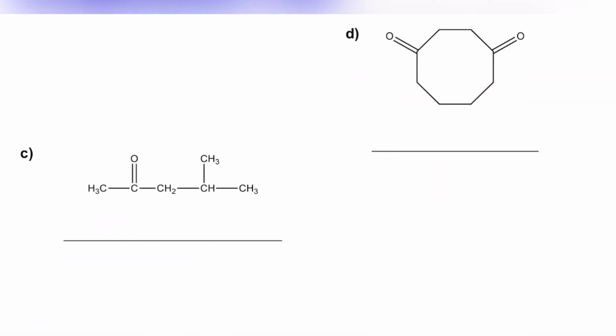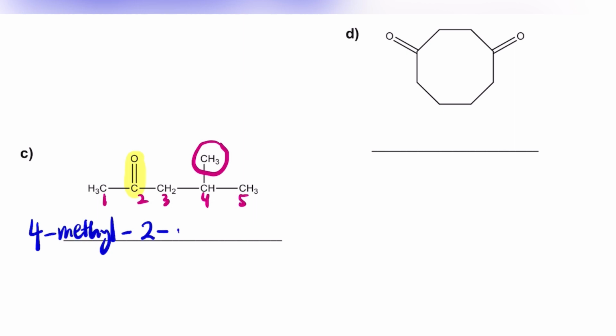Next we go for structure C. Structure C, what you have here is ketone. I'm going to start from the lowest numbering for my carbonyl group. So I'm going to start from the left. 1, 2, 3, 4 and then 5. You have one substituent at carbon number 4, methyl. And then I'm going to write my naming for this structure. It starts with 4-methyl. And then at the second carbon you have the carbonyl group, -2-. And then this is pentanon because 5 carbon atoms for ketone.